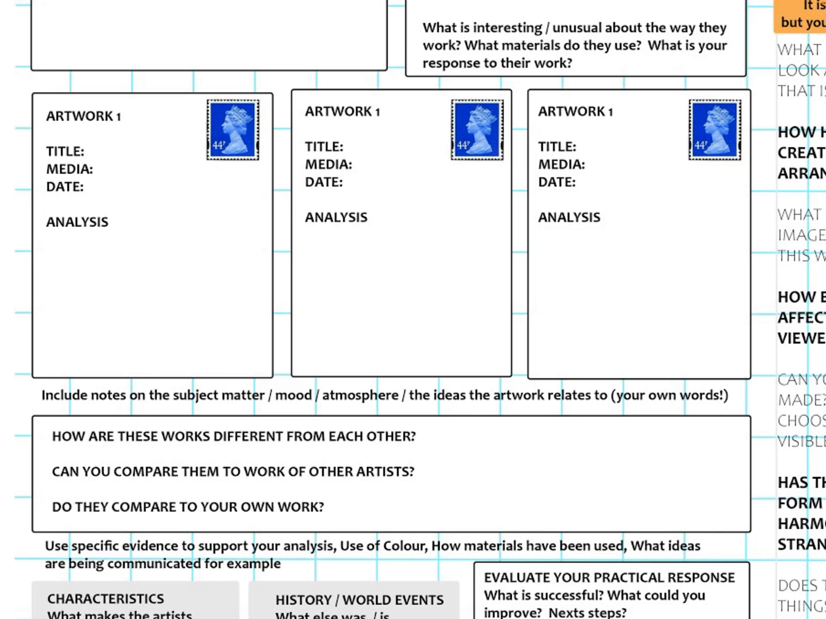What was the media? So what was it made out of? Is it a photograph? Is it a digital? Is it a painting? Is it a sculpture? When was it made? If you can't find the exact date, maybe the decade. Okay. So include some notes on the subject matter, the mood, the atmosphere, the ideas, the work it relates to.